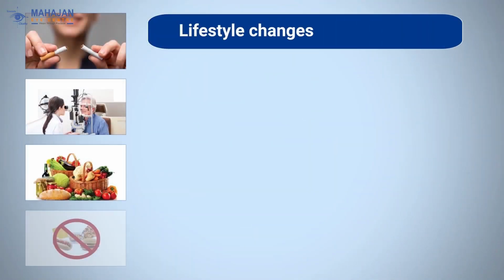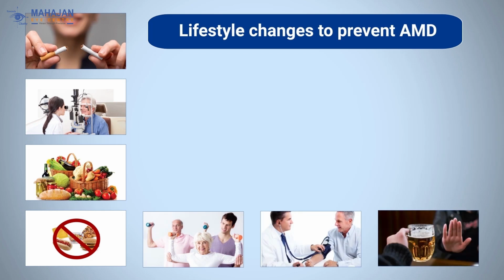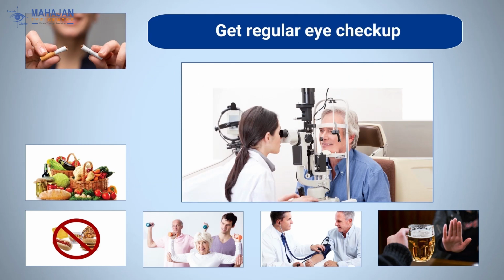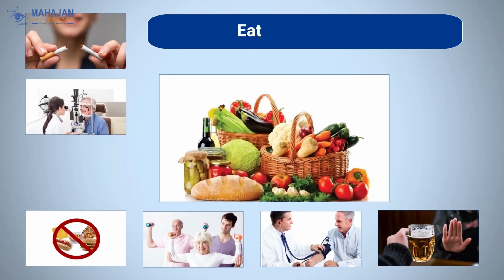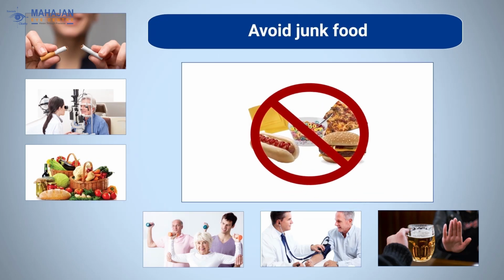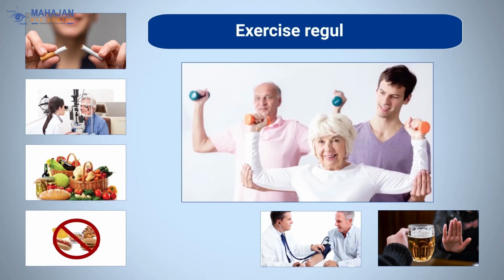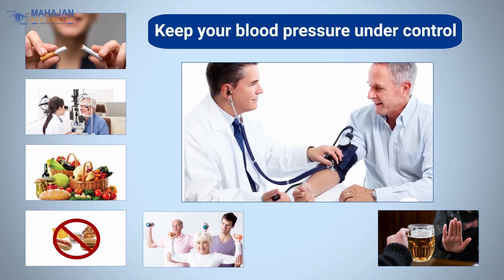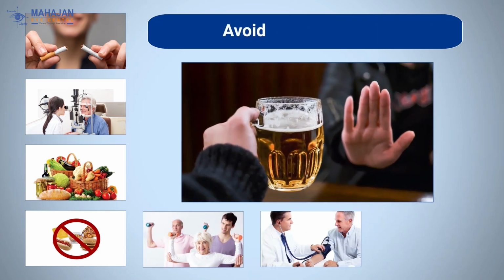Lifestyle changes to prevent age-related macular degeneration include: avoid smoking, regular eye checkups, eat nutritious food and avoid junk foods, exercise regularly, keep your blood pressure under control, avoid drinking alcohol.